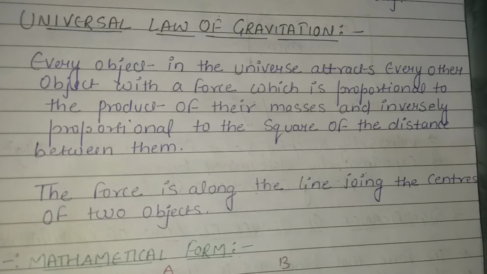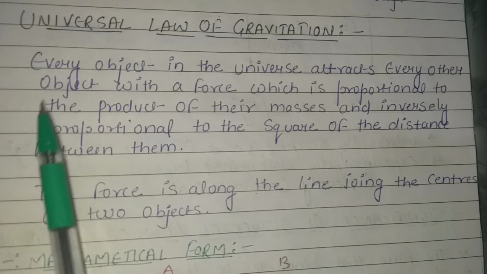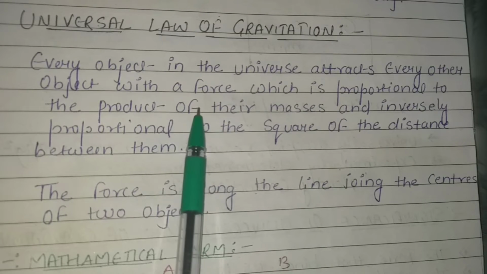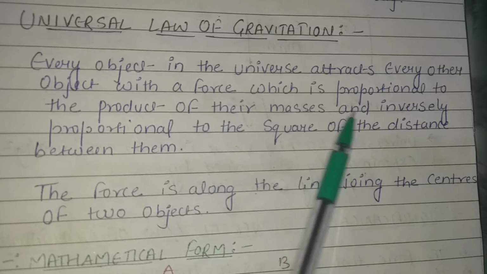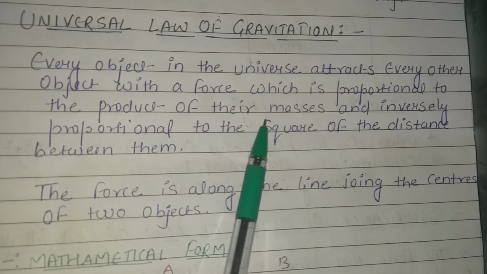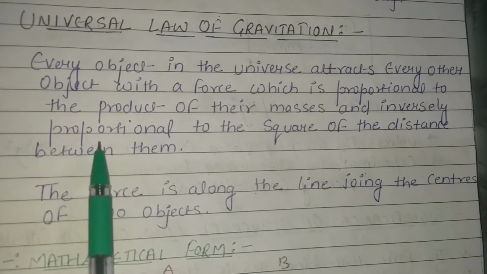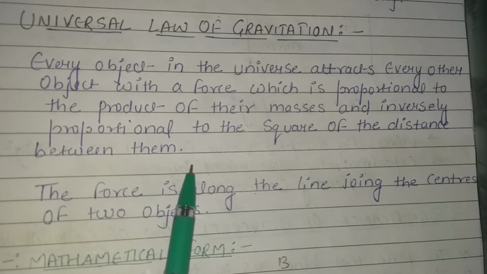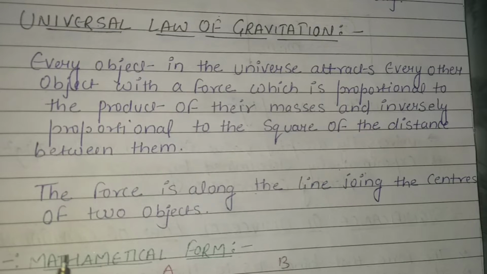Come to the next topic, which is the universal law of gravitation. According to this law, every object in the universe attracts every other object with a force which is proportional to the product of their masses and is inversely proportional to the square of the distance between them. The force is along the line joining the centers of the two objects.